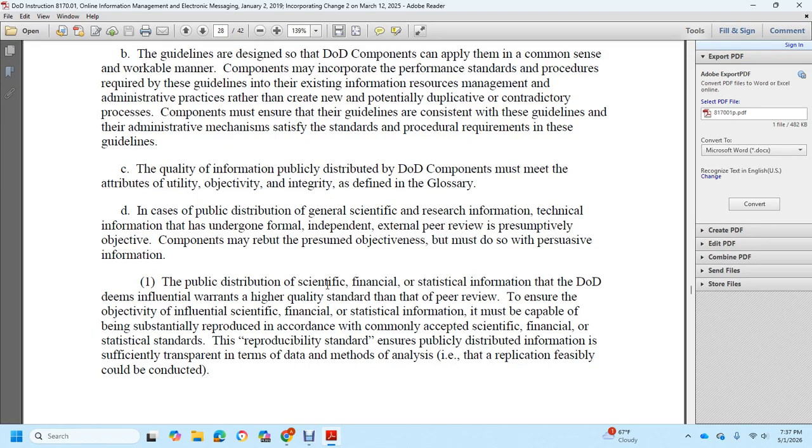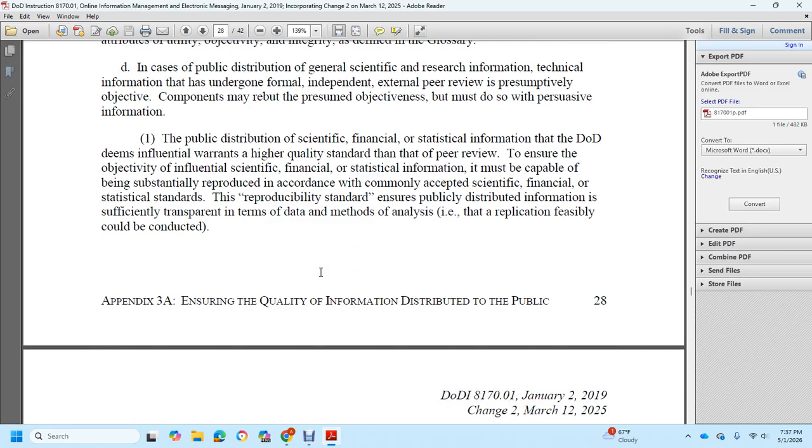It ensures that objective, influential scientific, financial, and statistical information must be capable of being substantially reproduced in accordance with commonly accepted scientific, financial, and statistical standards, with a reproducibility standard that ensures the publicly distributed information is sufficiently transparent in terms of data, methods, and analysis that replication could feasibly be conducted.